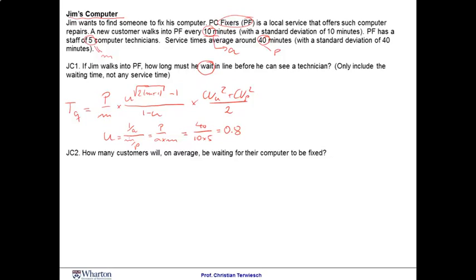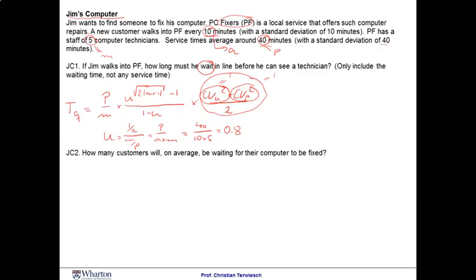Now note that in this example, CVa is equal to 1, because both the mean inter-arrival time and the standard deviation are equal to 10, so that cancels out. And CVp is also equal to 1, because 40 is both the mean and the standard deviation. So this whole thing at the end is going to be equal to 1.